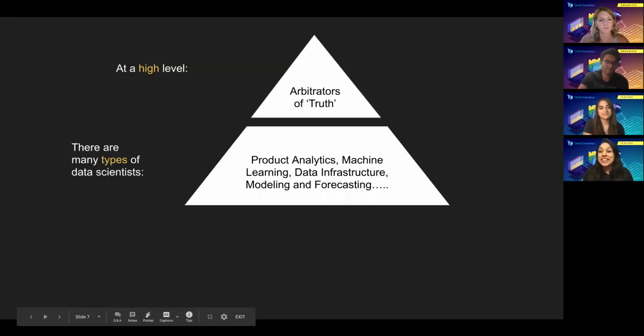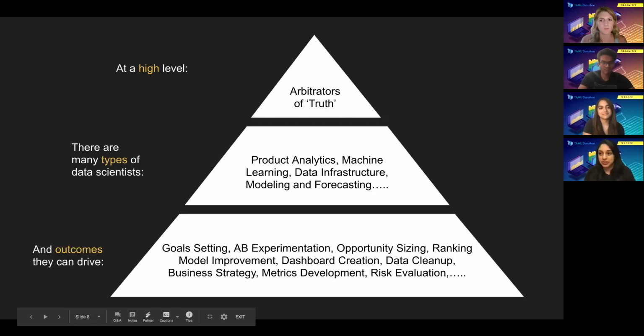However, there are many types of data scientists. As you guys have probably realized even today in many of the talks, data scientists have a lot of different jobs. This could be anything like product analytics, machine learning, data infrastructure, modeling and forecasting. These are all different archetypes that people can take on depending on your interests or skills. And within these roles, there's a lot of outcomes you can drive and a lot of different skills you can build. So some examples would be goal setting, experimentation, ranking model improvement, data cleanup, business strategy.